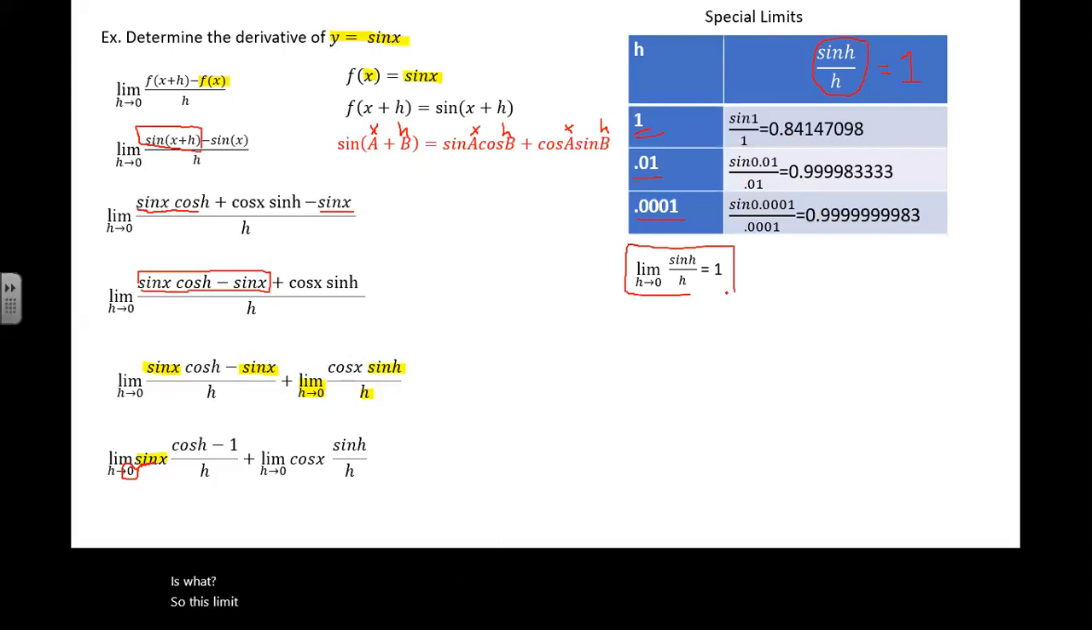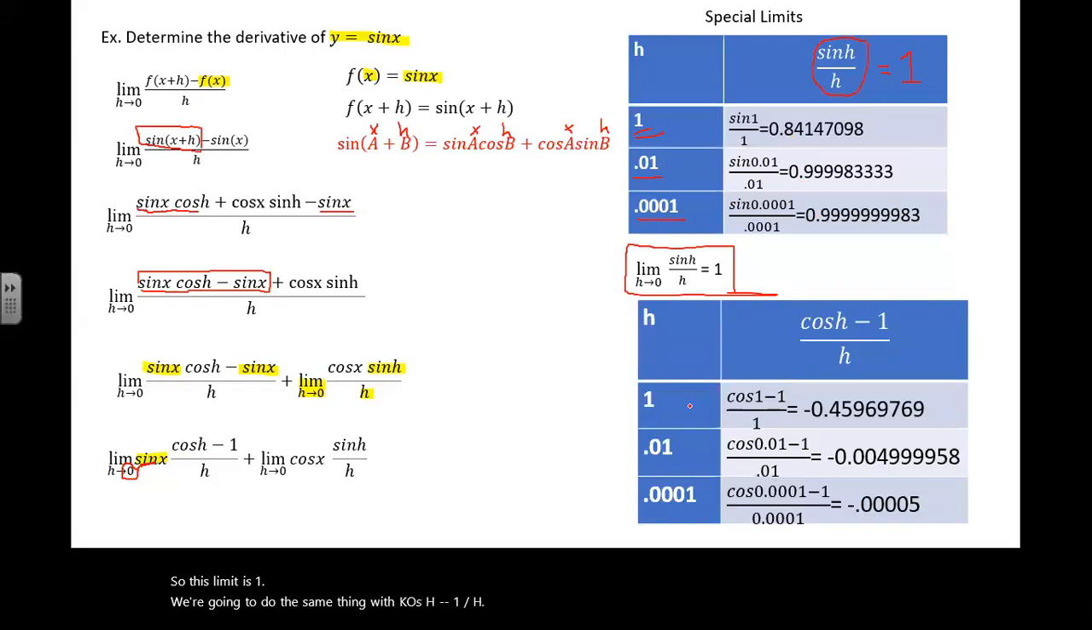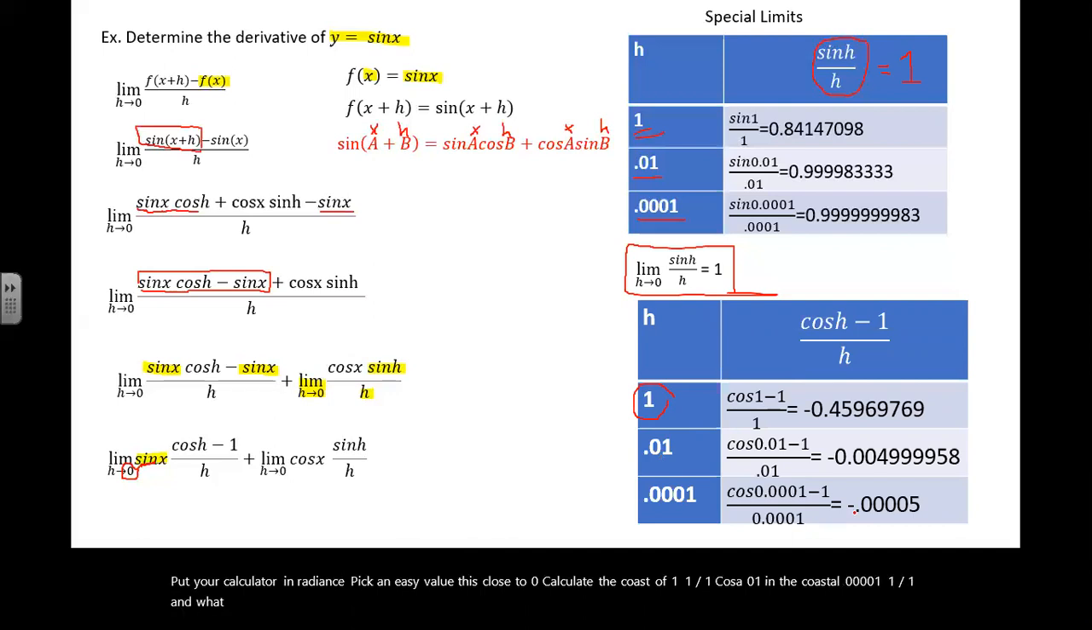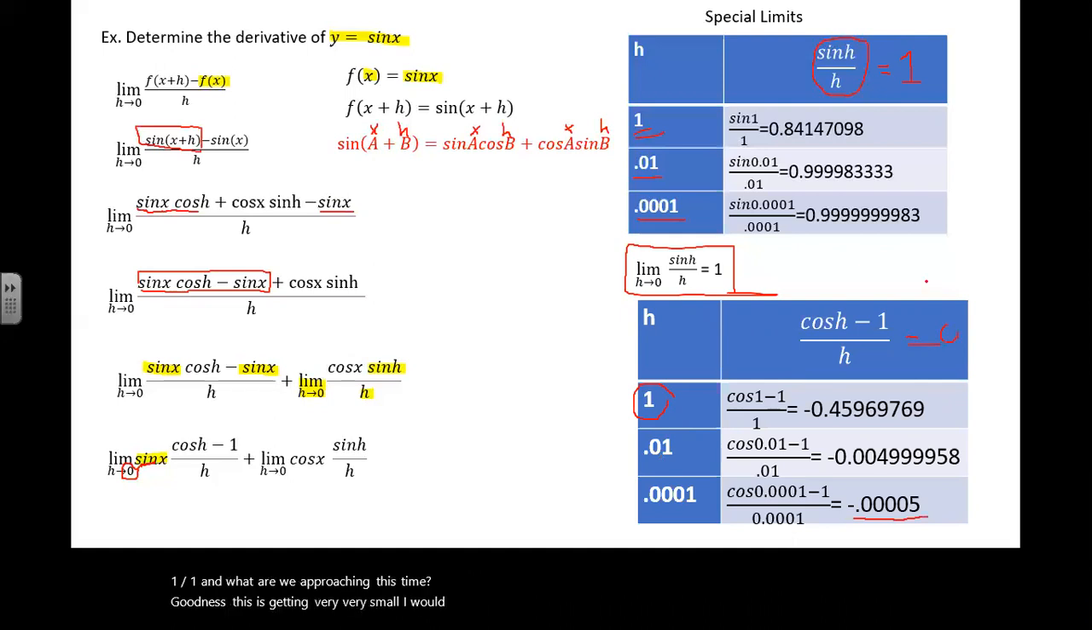We're going to do the same thing with cos h minus 1 over h. Put your calculator in radians, pick an easy value that's close to 0, calculate the cos of 1 minus 1 over 1, cos of 0.01, and the cos of 0.00001 minus 1 over 1. And what are we approaching this time? Goodness, this is getting very, very small. I would say that that's approaching 0. And there we are. That limit is 0.